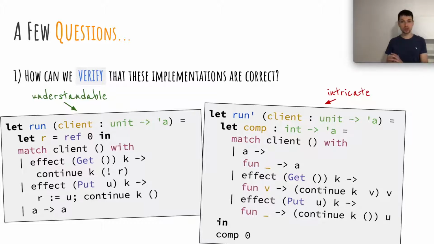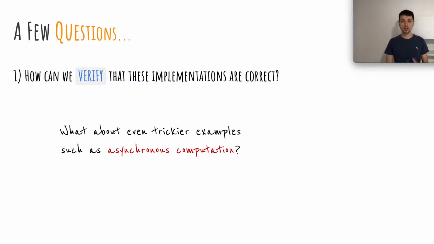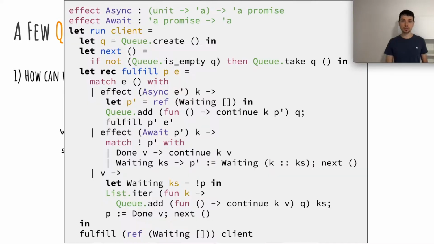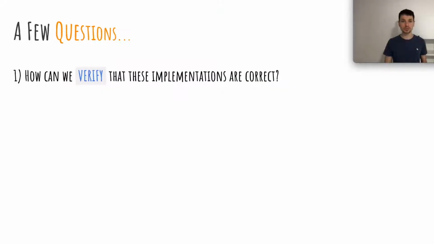But as we saw, that was not true for the second one. And there are even trickier examples, such as a library for asynchronous computation using effect handlers. We see that its implementation uses a number of ideas, such as mutable state in the form of queue and references, and of course continuations due to effect handlers.